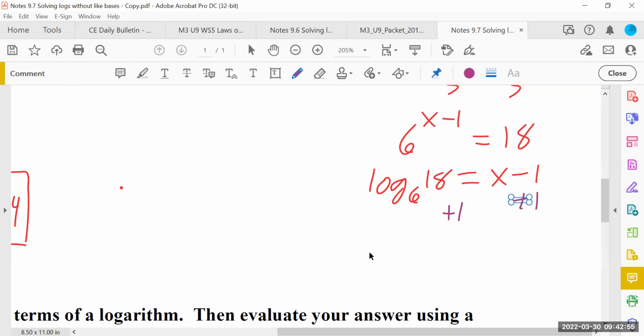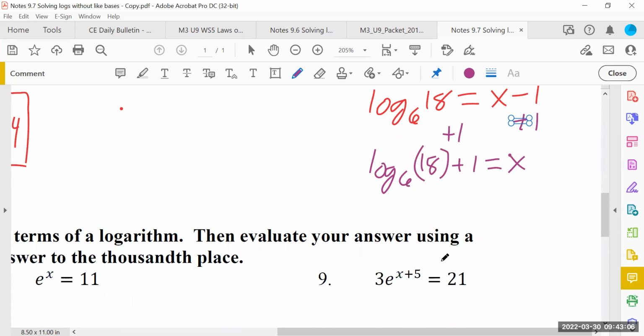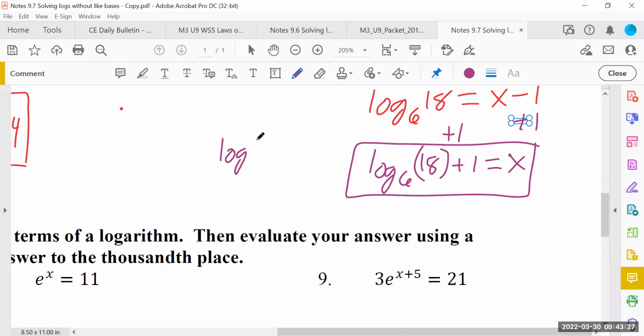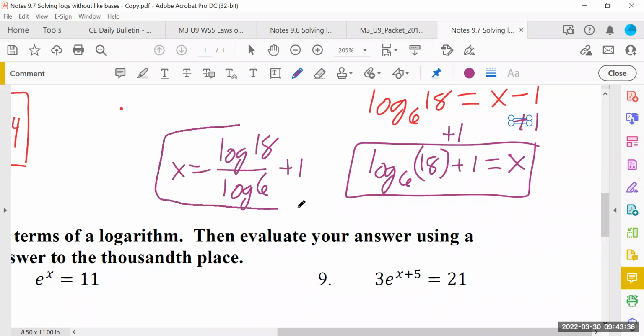Don't put it inside. Log base 6 of 18 plus 1 equals x. You can put it in parentheses here. There's our answer, one form. We can rewrite that then. Log of 18 over log of 6 plus 1 would be x. Again, or natural log. Either one's fine.